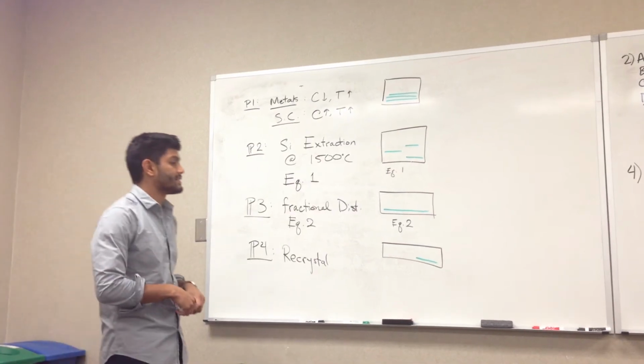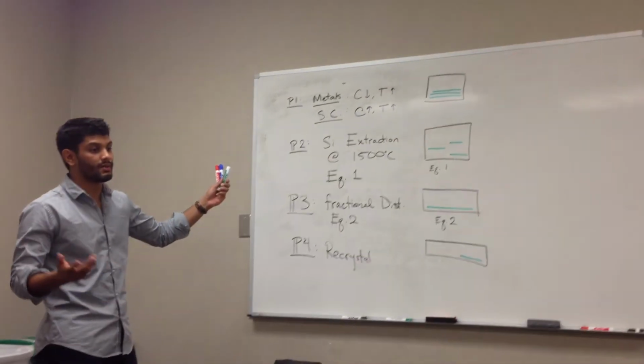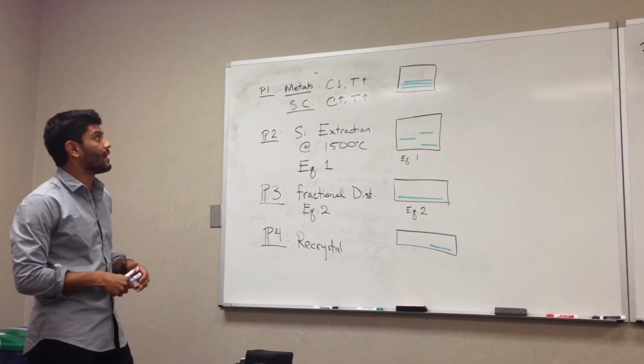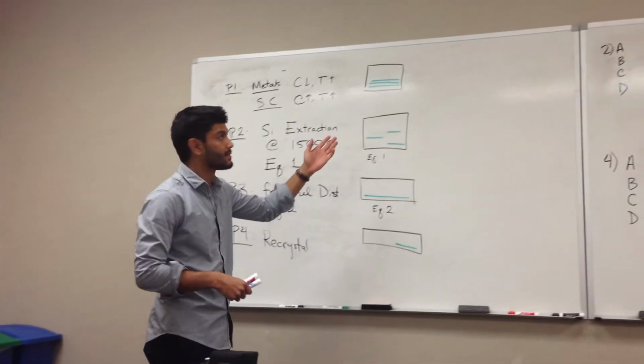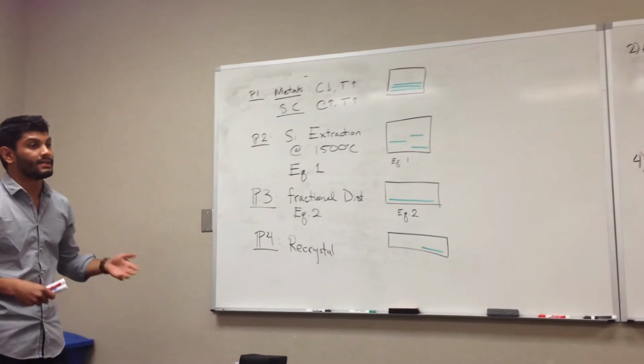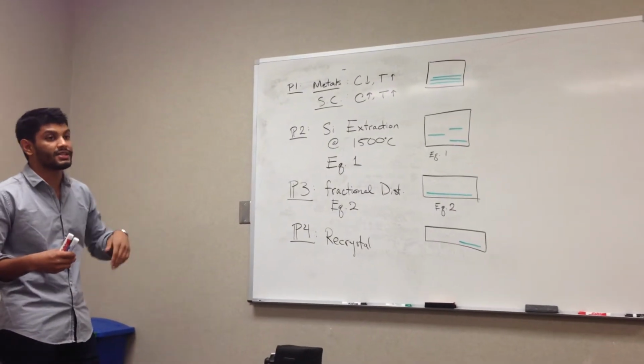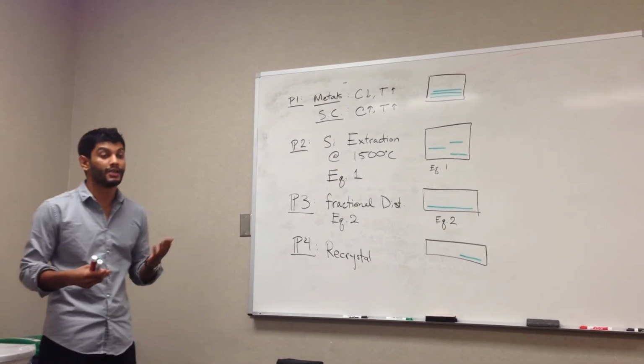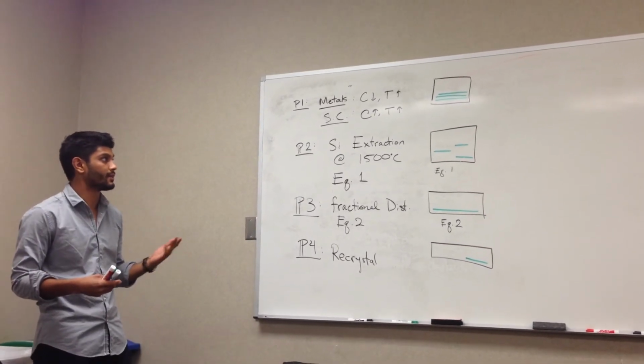All right, so that's time, guys. This passage is mostly just talking about silicon extraction, okay? So in the first paragraph, I highlighted the last sentence, and I summarized it by saying that metals decrease in conductivity as temperature increases, and semiconductors increase in conductivity as temperature increases, okay?